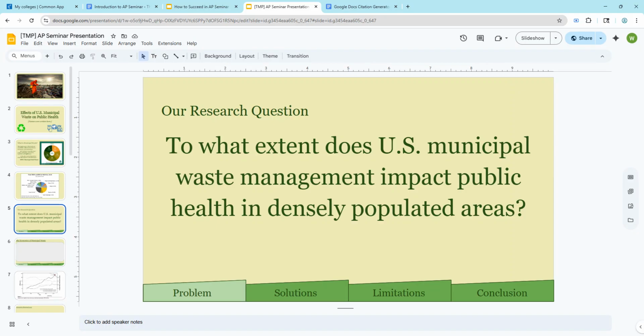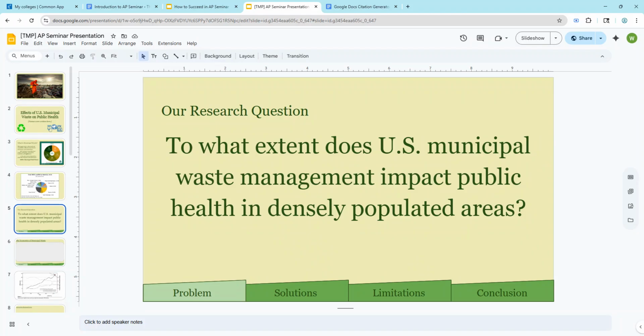So, our research question was, to what extent does US municipal waste management impact public health in densely populated areas? This is a format that really helped me. Not only did I have this formatted question for my team multimedia presentation, but I also used this format for my individual multimedia presentation. The format basically is, to what extent does X impact Y?